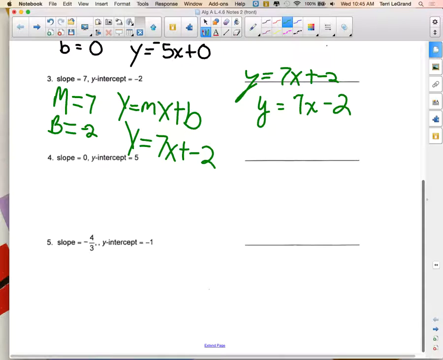But this is called cleaning it up. This one really actually could be cleaned up. So our final answer for this one would turn out to be y equals 7x minus 2. Okay? Go ahead and try that next one on your number 4.